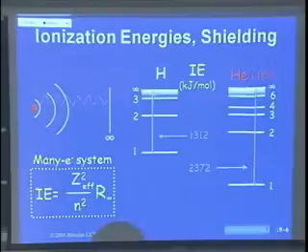And you know why this is less? Because it's shielded, all right? So you need less energy to remove that electron if you have a helium atom. That's the helium effect, okay?